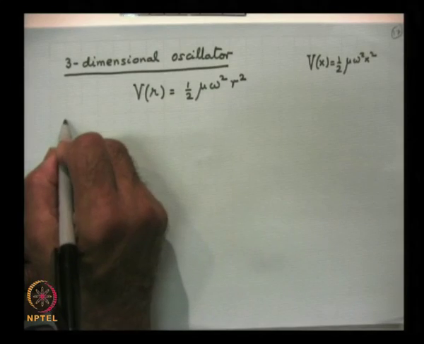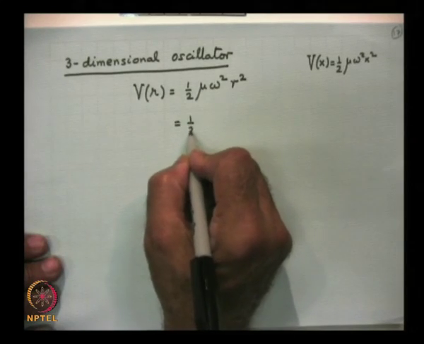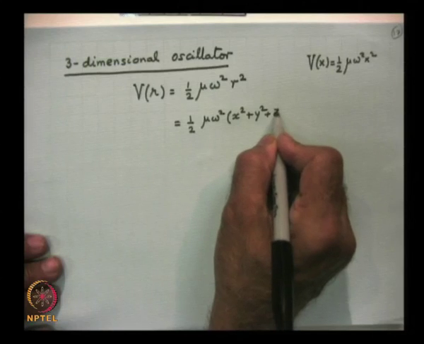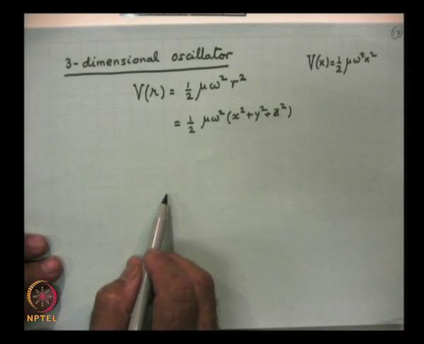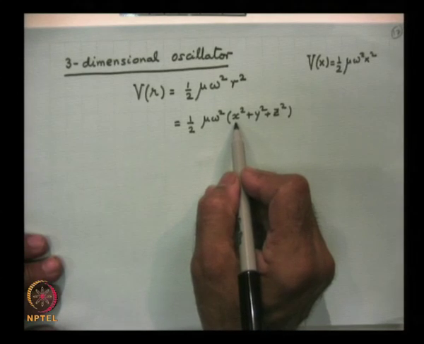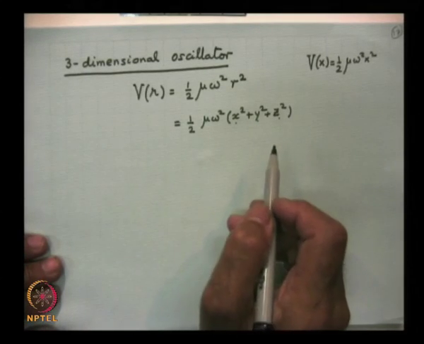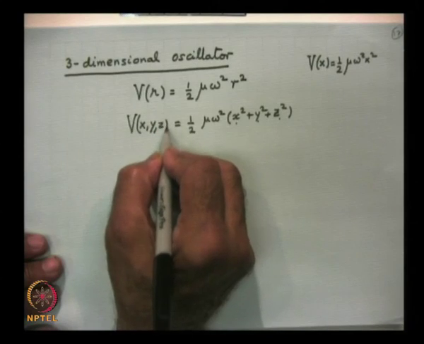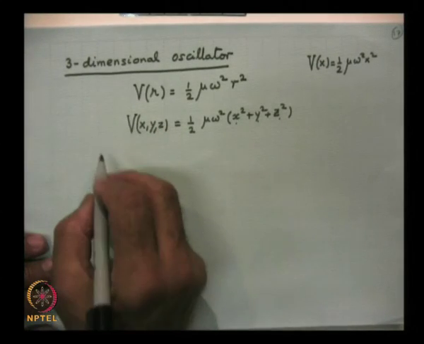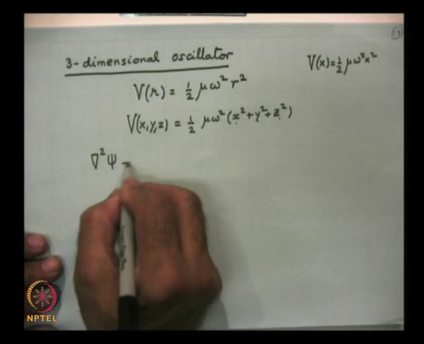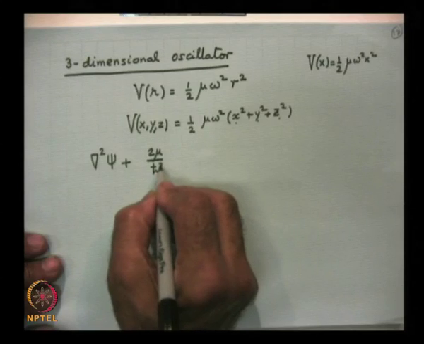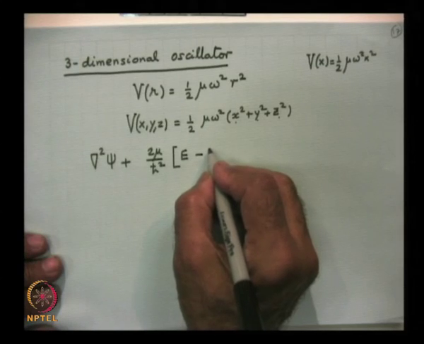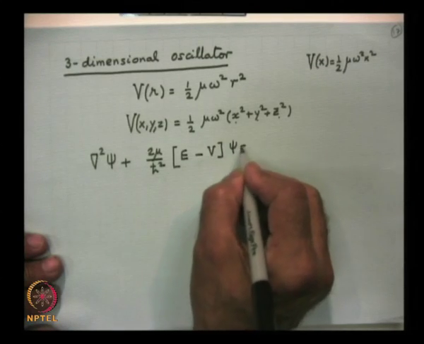So, let me first do it by writing it in Cartesian coordinates. In Cartesian coordinates, m omega square becomes x square plus y square plus z square. Whenever the potential energy distribution is such that it can be written as some function of x plus function of y plus function of z, then you can use the method of separation of variables. Now, we will write V not as a function of r, but V as a function of x, y, z. So, the Schrodinger equation is del square psi plus 2 mu by h cross square, E minus V of x, y, z, into psi is equal to 0.